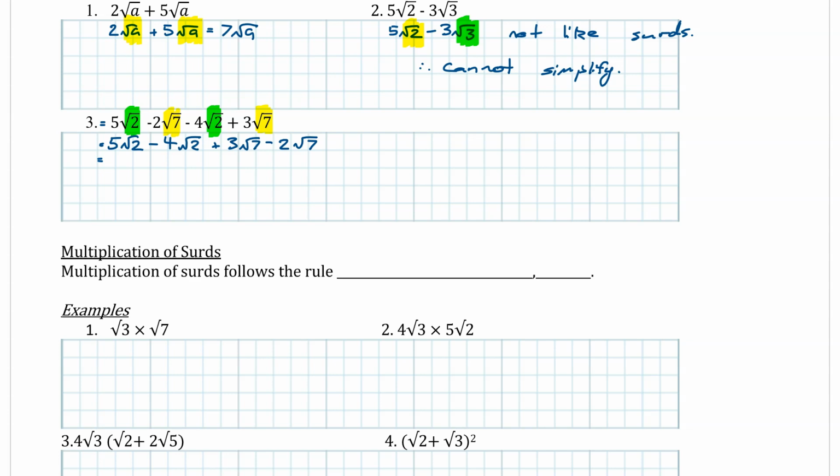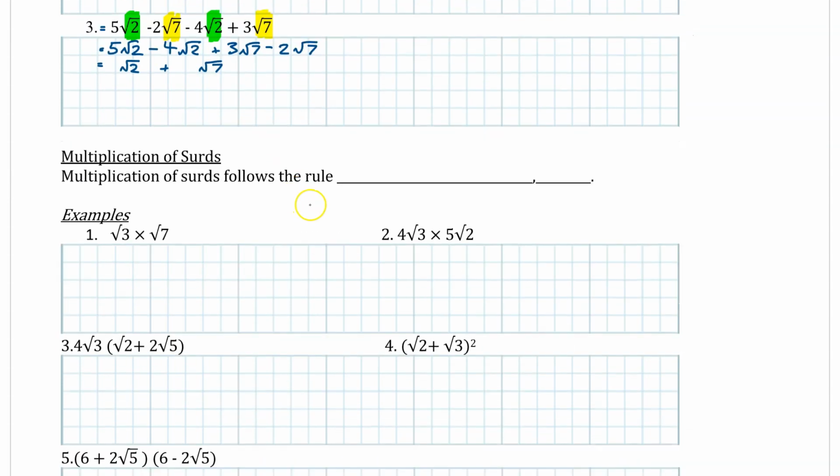Evaluating what we have here, the 5 root 2 minus the 4 root 2, that's going to be 1 root 2, plus 3 root 7 minus 2 root 7, that's going to be 1 root 7. And remember in algebra, when we have a 1 in front of the pronumeral, we don't need to include the 1, it's implied. So it's the same with surds. We can get rid of the 1 here. So we say goodbye, goodbye, and goodbye. Like so. So the answer would be root 2 plus root 7.